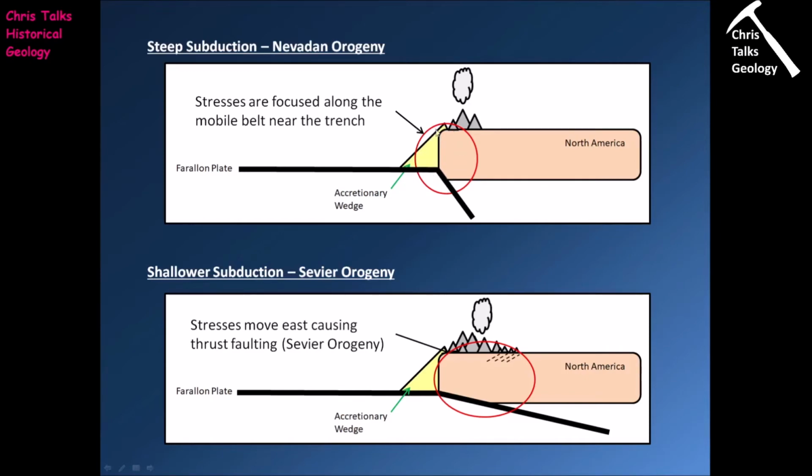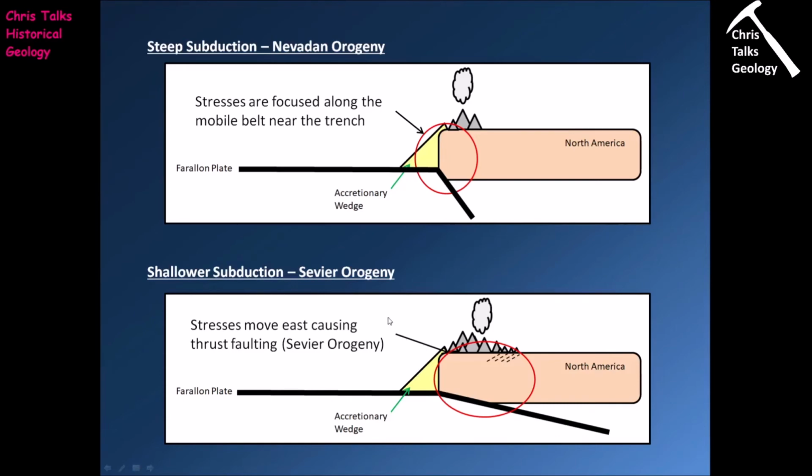And so this is where most of the stresses are going to be located. And of course, we're going to have lots of mantle melting taking place here. So we end up building up a mountain range right here, right on the front edge of the continental crust. This is the kind of situation we have in an area like the Andes, for instance.